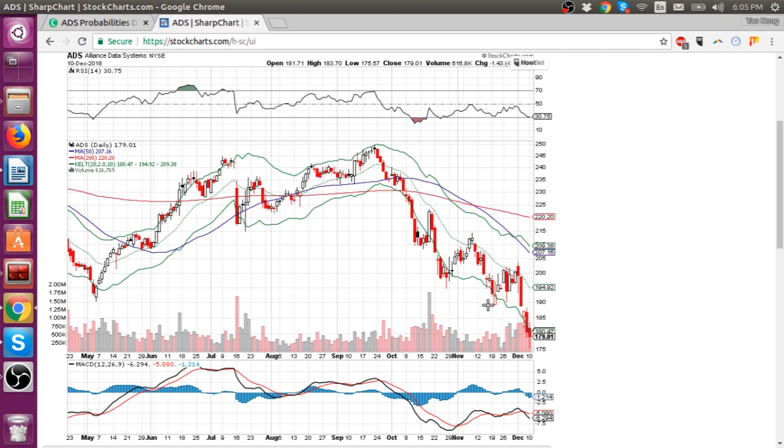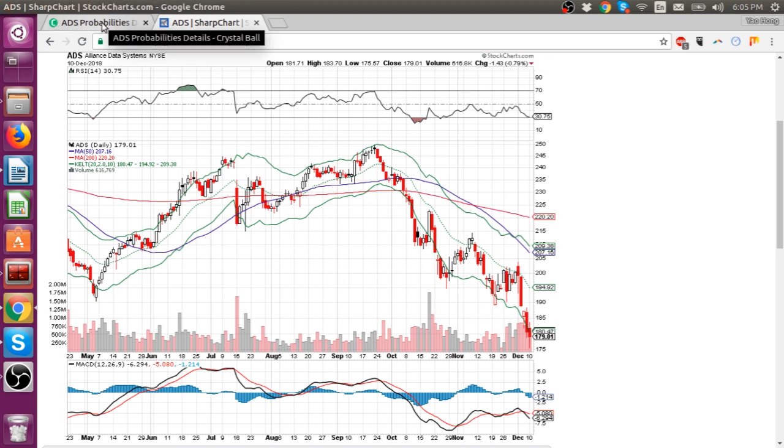So let's take a look at the current situation for ADS based on the Keltner channel. Currently, the price is below the lower Keltner channel. Typically, this means that a bounce is coming soon. So let's check the probability for the lower Keltner channel.